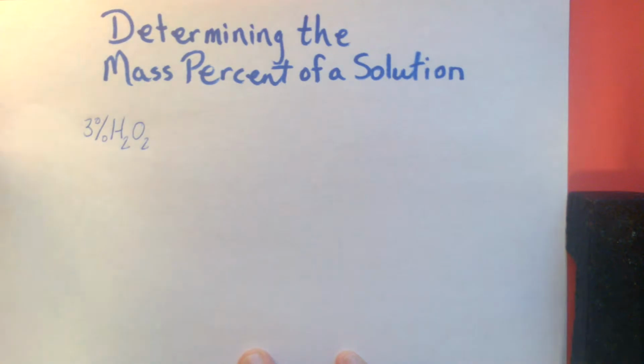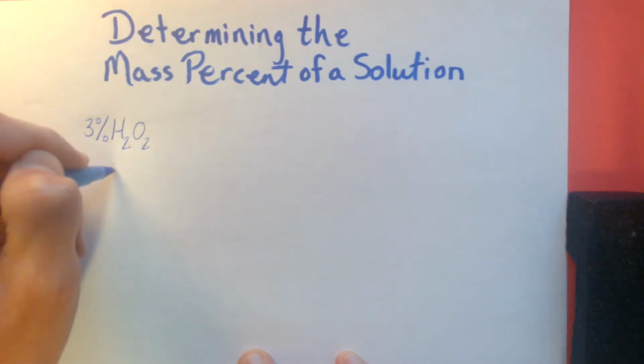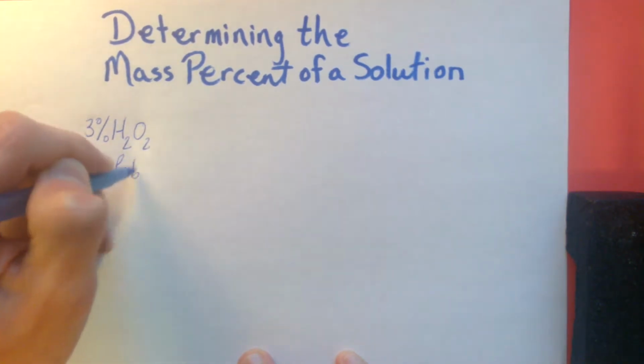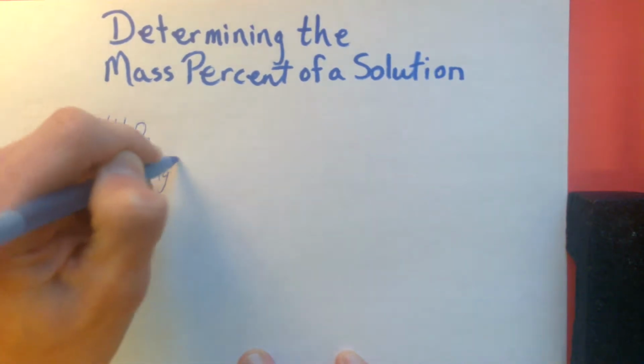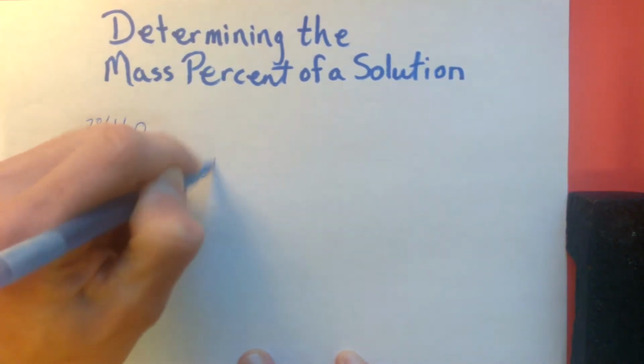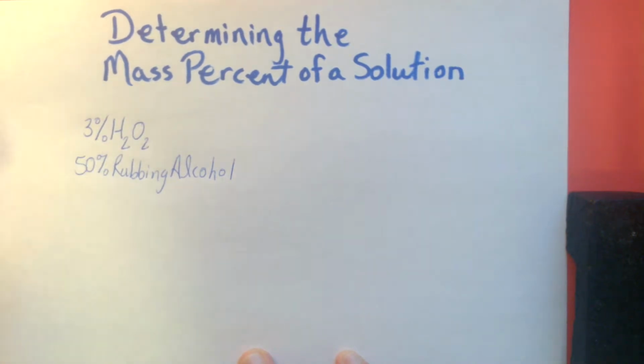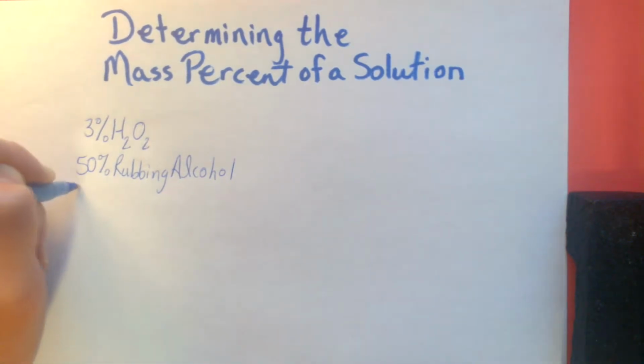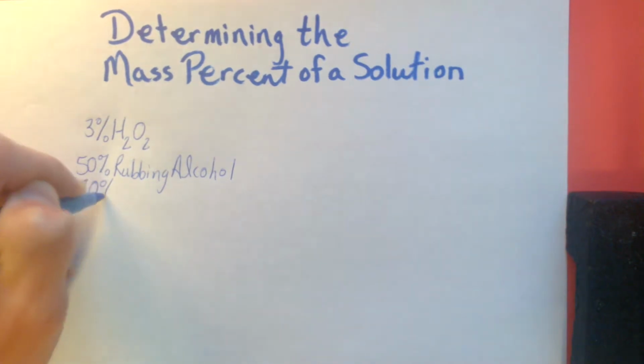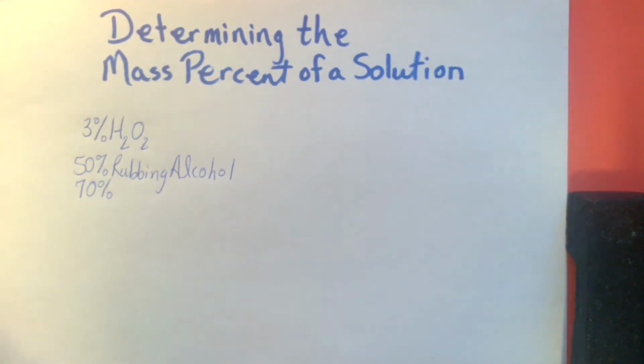Or you'll buy some rubbing alcohol, and there in the pharmacy, you'll often see on the label, it'll say 50%, or it might be a little more potent, a little bit more concentrated. It might say 70% rubbing alcohol. It's giving you a mass percent value.